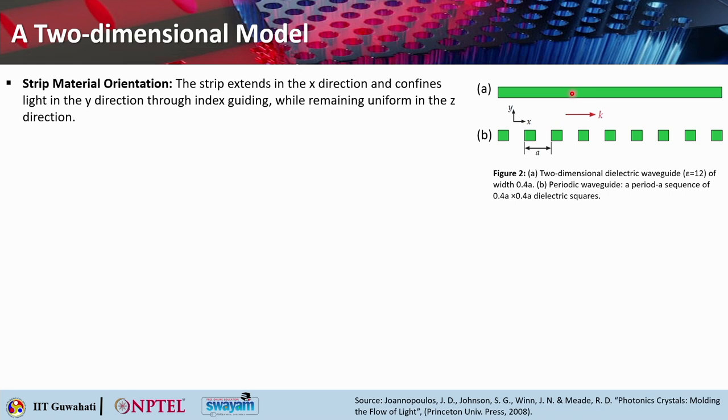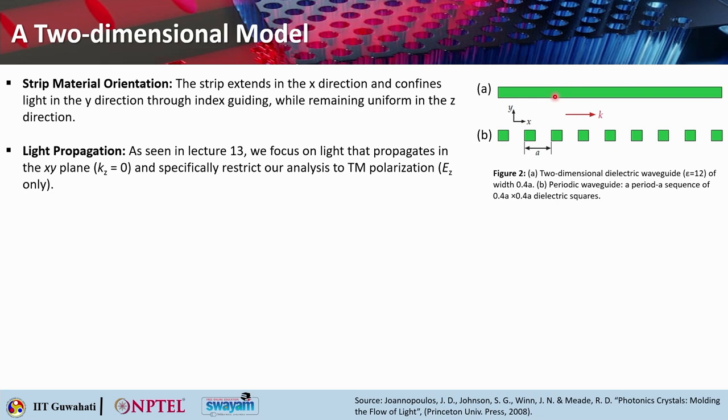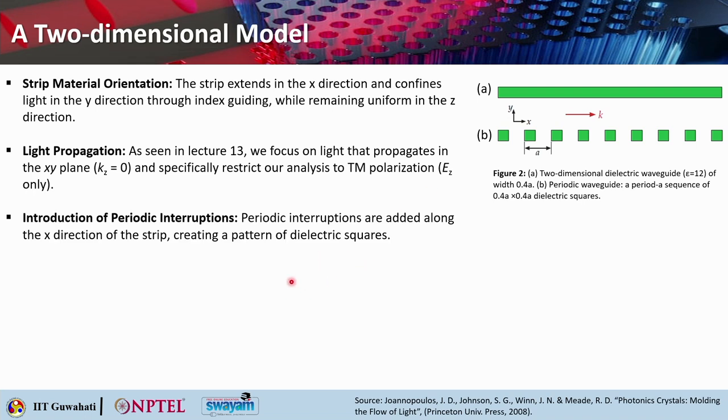And it remains uniform along the z direction, which is out of this screen, or into the screen, whichever way you want to imagine. Now, if you consider the light propagation as seen in lecture 13, we will focus on light that propagates in the XY plane. That means you can take kz equals 0, and restrict our analysis to only TM polarization. That means you only calculate the Ez component, the z component of the electric field. So, this is the uniform strip.